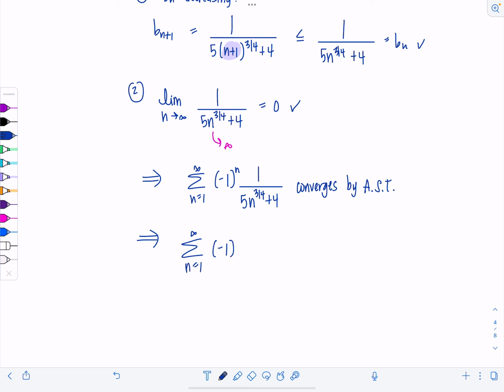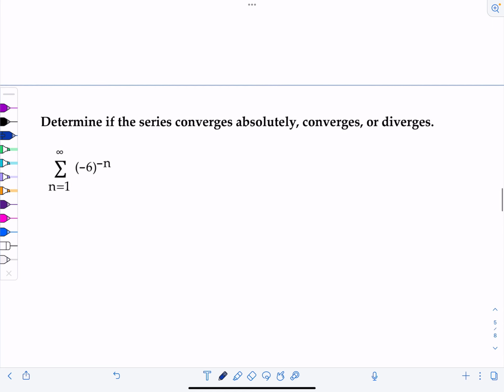This is like the most thorough answer. 1 over 5n to the 3/4 plus 4. We can answer the question that it converges conditionally. So yes, they had an A in math. Okay? Good. How was that? So let's look at another example, different scenarios, okay?